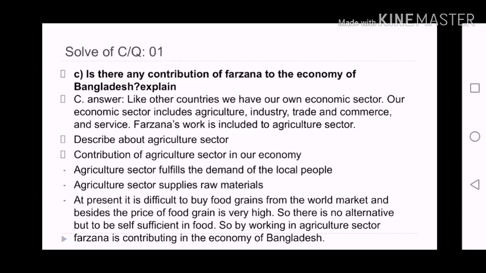Am I right or am I wrong? Is Farzana's activity related with urban activities? No. Farzana's activities are related with rural activities because she is living in a village and her activities are related with the agriculture sector. So, yes, it can clearly be seen that Farzana's contribution has a better impact in our economic sector. We have to explain it.